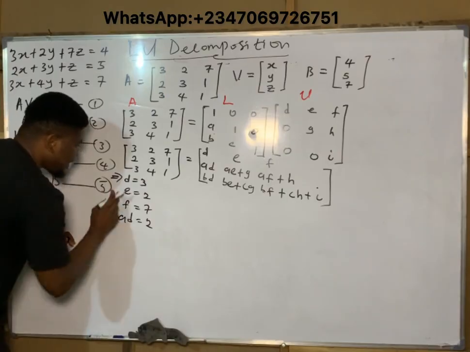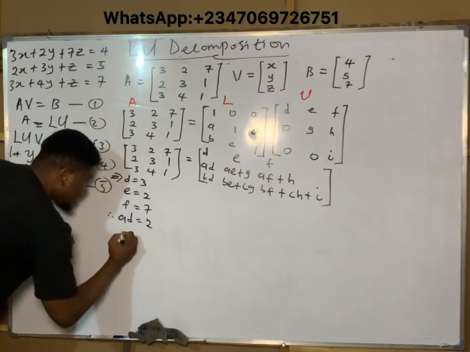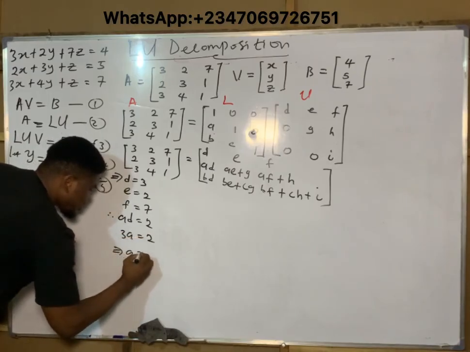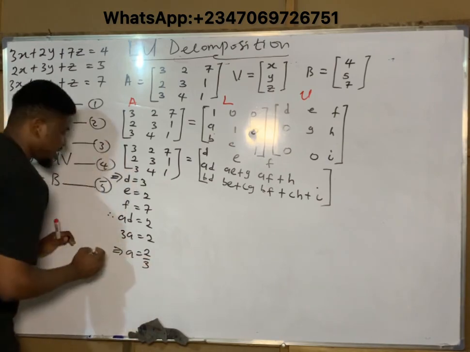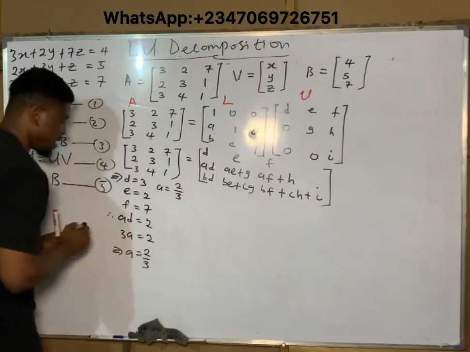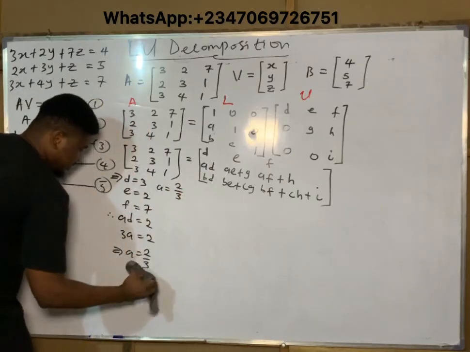But we have a value for D. D is 3. So this is actually 3A is equal to 2, which simply implies that A becomes what? 2 all over 3. So A equals 2 over 3. And you have this. So let's take this off now.